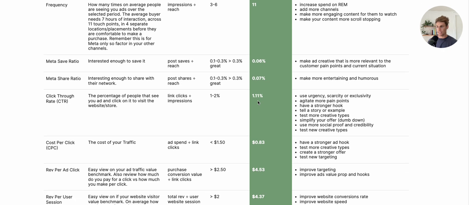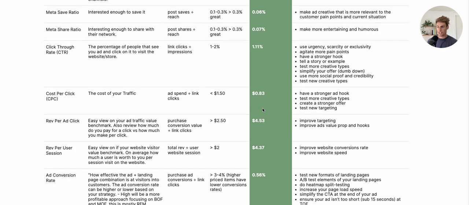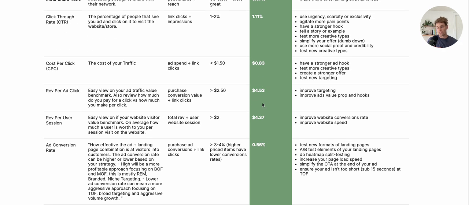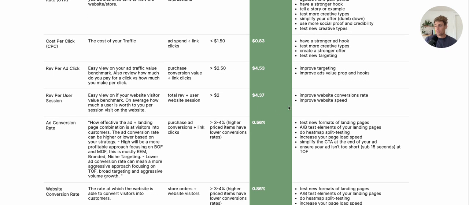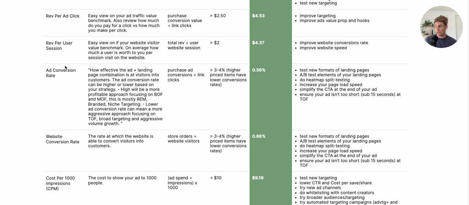Click-through rate is within range, which is great. Cost per click is fantastic. Revenue per ad click is great. We're at a $4.50, and ideally we would just want to be over $2.50. Revenue per session is also quite good. Ad conversion rate is quite low. We definitely need to improve this.